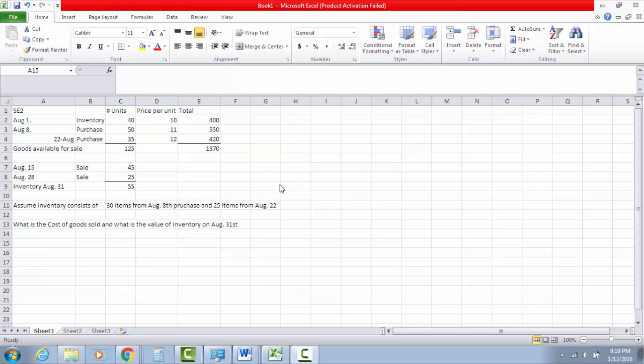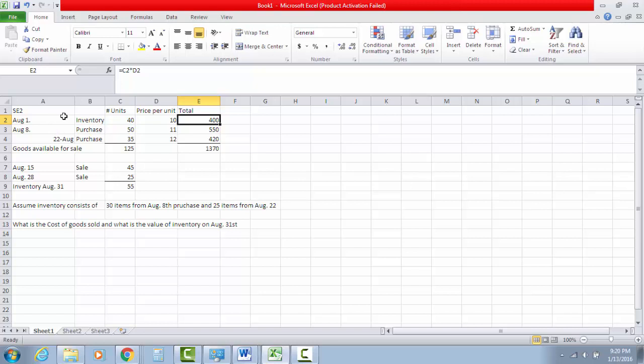Okay, so first thing we're going to do is actually take a look at SE2. August 1st, we have inventory 40 units that cost $10 per unit, which gives us a total of $400. Then we have August 8th purchase of 50 units at $11, so that's $550. August 22nd, we have a purchase of 35 at $12 a piece, so $420.